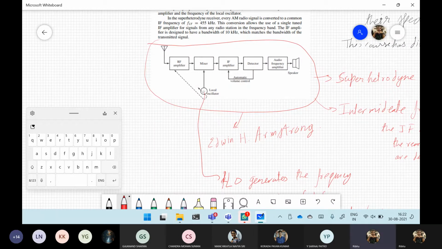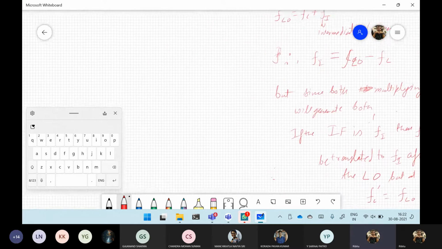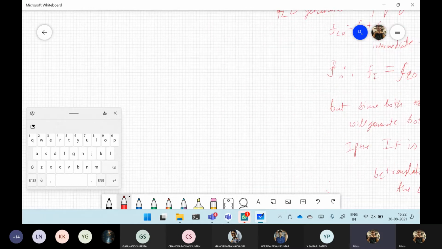Any problems with this? Okay. Since we have described the super heterodyne receiver for AM, we'll also talk about FM. Yash, you want to ask something, right?